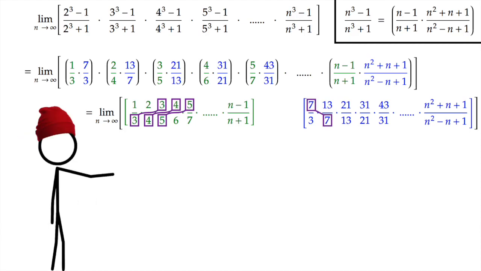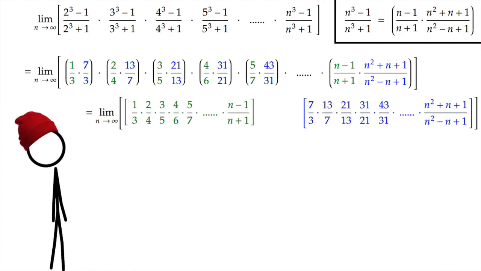There's a 7 here, and a 7 there. A 13 here, and a 13 there. There's a 21 here, and a 21 there. A 31 here, and a 31 there. Okay, but no way this is just a coincidence. Ha, no. There's definitely something sneaky going on here.